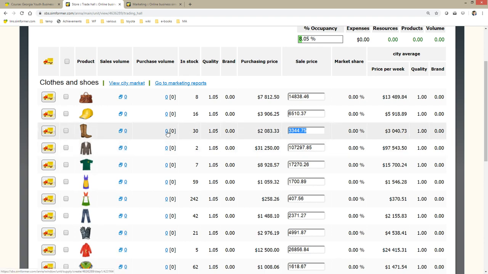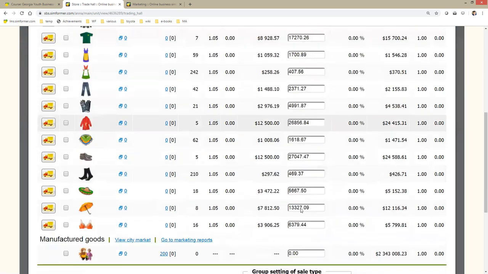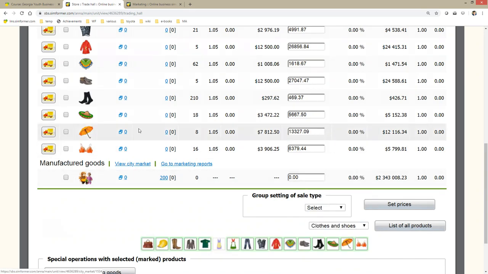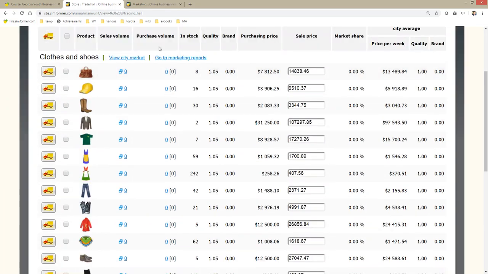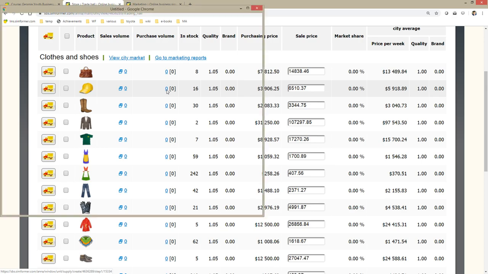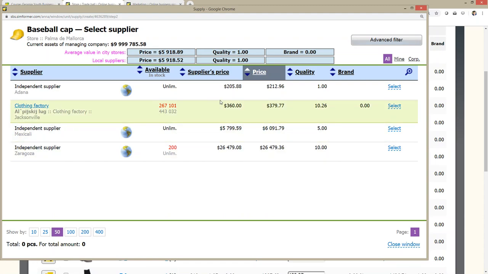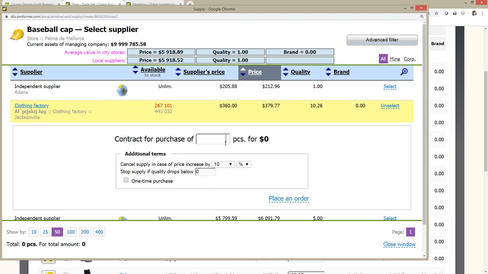In order to order a good, you have to click either the same way as adding it, or, well, for gloves and shoes, that's the same way, clicking on this icon, or clicking on the order. Well, at this point, as you see, this is blue, so this is a link. We can click here, we can see the suppliers of a specific good as they are here. All we have to do is click on select and input the value that we're willing to buy.